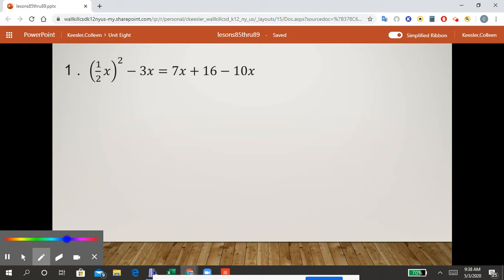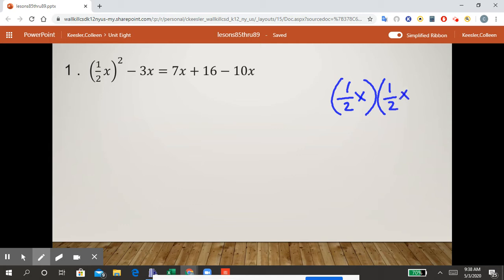So we have to do half x squared. Now remember, when you're squaring something, you're multiplying that whole number by itself. So this is telling us to do half x times half x. Now, a half times a half is 1 times 1, which stays as 1, and 2 times 2, which is 4. And then x times x is x squared, minus the 3x equals.